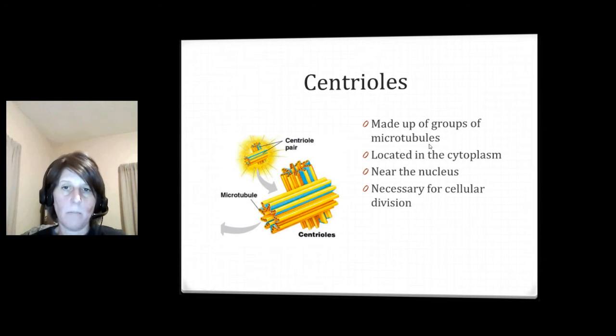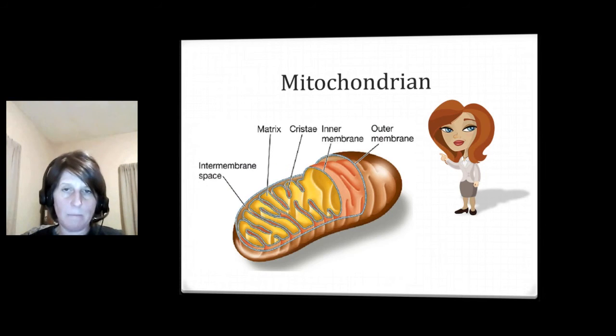Centrioles. Centrioles are made up of groups of microtubules. They're often found, or always found, in pairs. They're located in the cytoplasm, again near the nucleus. And centrioles are necessary for cellular division, which we will talk more about in chapter 9.